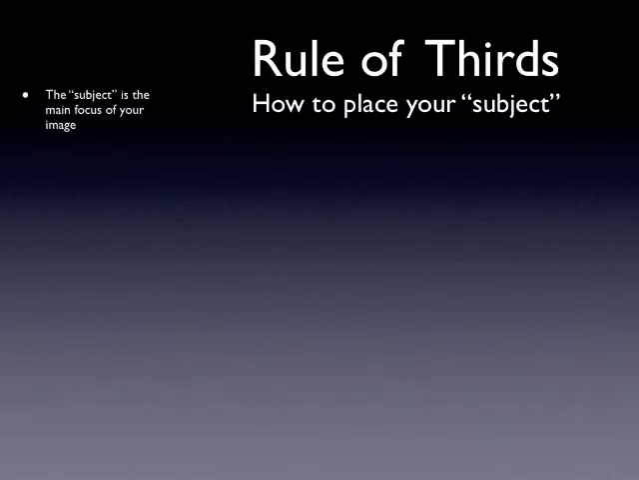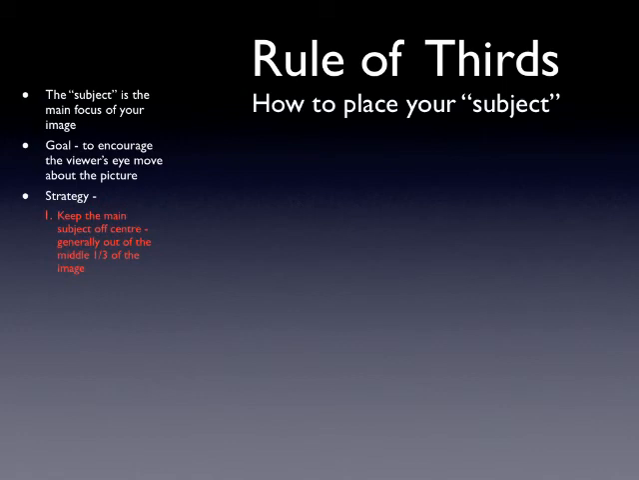So the subject is the main focus of your image. What is this picture all about? The goal is to encourage the viewer's eye to move about the picture, to make it dynamic, not static. So here's some strategies. Number one, keep the main subject off center, generally out of the middle third of the image, and I'll show you that in a minute.